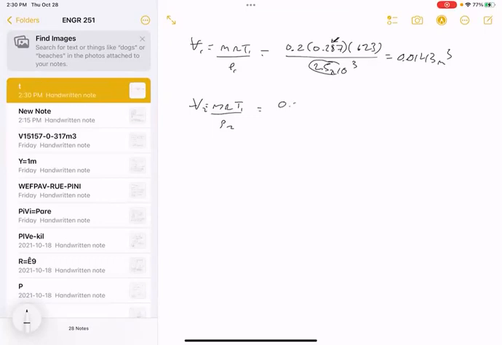So we're going to do exactly the same numerator, and instead of dividing by 2,500, we're going to divide by 600. And let's see what we get. 0.2 at 0.287, 623 divided by 600. And that gives 0.0596 meters cubed, of course. Okay, that's good.